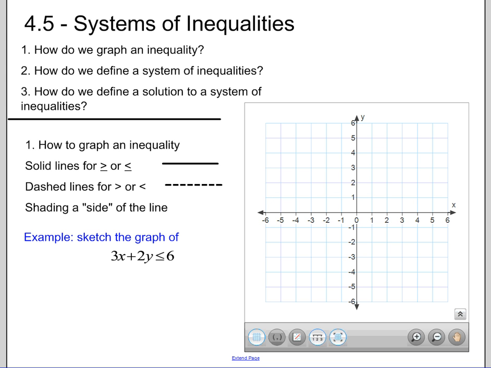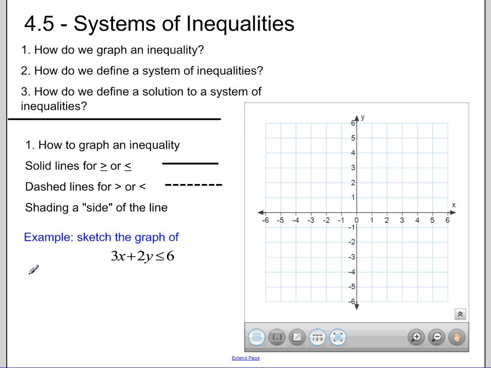Well, the first order of business is to define how we will graph an inequality in the first place. And the process really isn't that different from the process that we used when we were graphing lines in the first place. So let's go through this example right here to illustrate some of these points above. We are asked to sketch the graph of 3x plus 2y is less than or equal to 6.